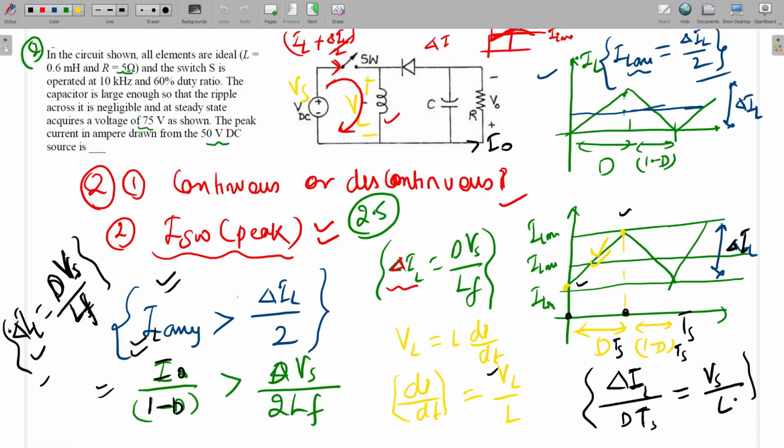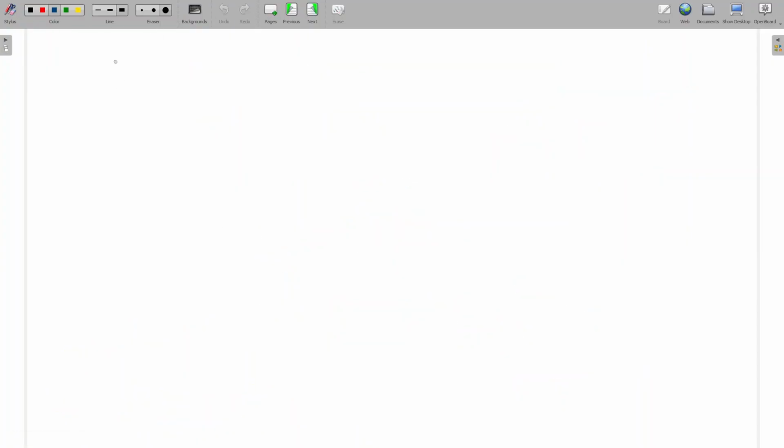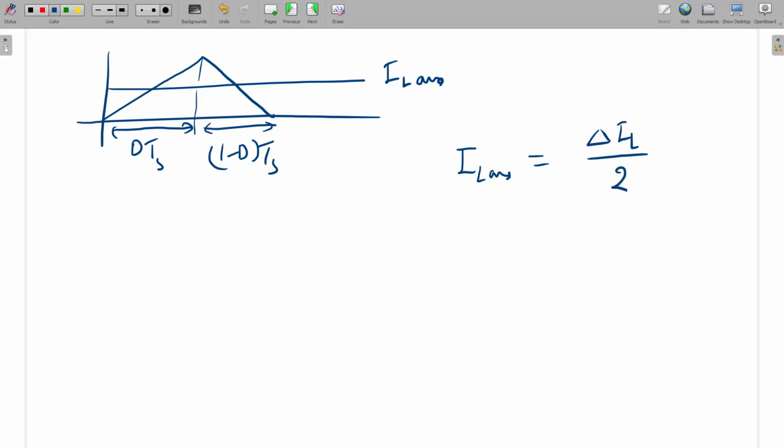This is the equation. So this is the boundary condition. Boundary condition means IL average should be equal to delta IL by 2. That also I will derive. One second. For the critical condition, this is the boundary condition. On time is dTs and off time is 1 minus d into Ts. This is IL average. So for the critical condition, IL average should be equal to delta IL by 2.